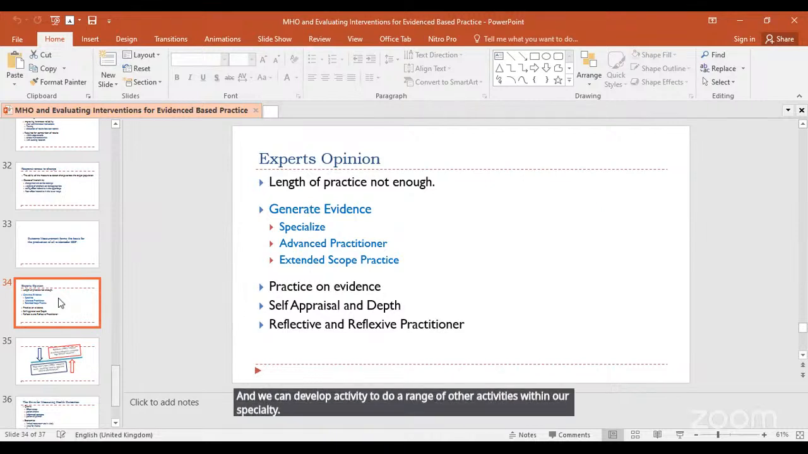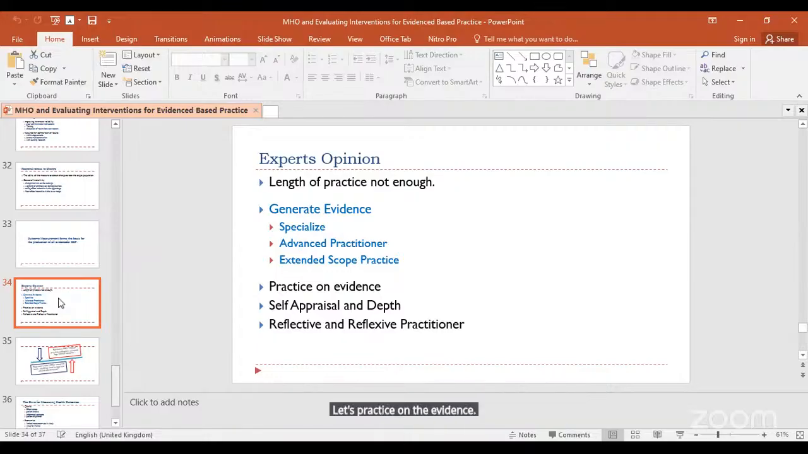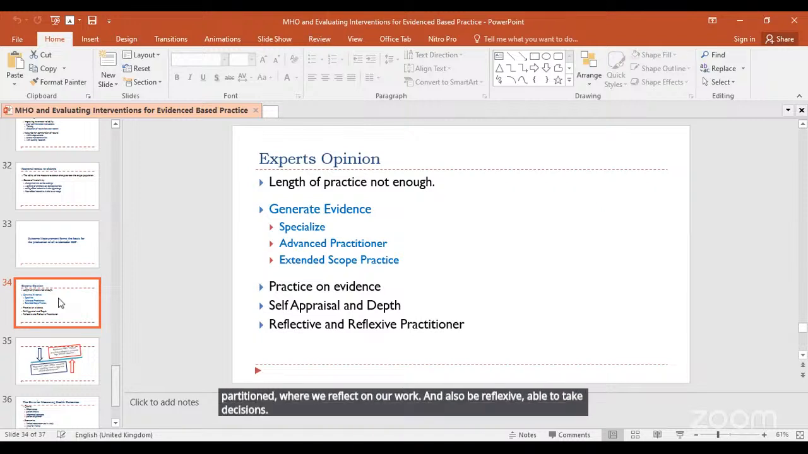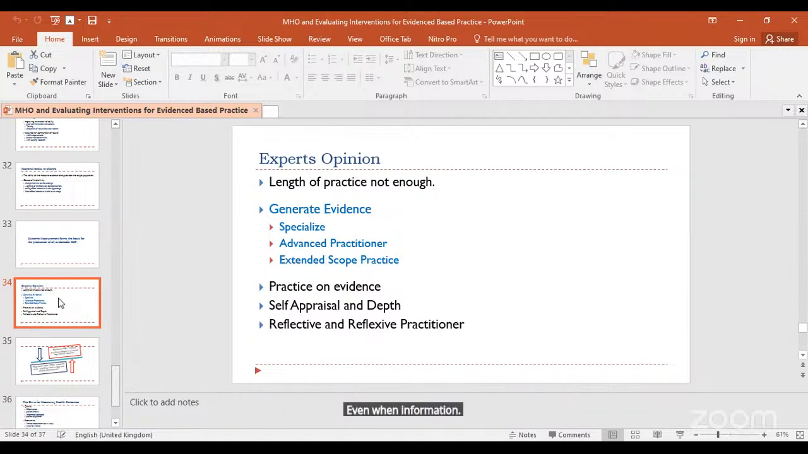Let's practice on the evidence. Self-appraisal and depth is key if we're going to practice on the evidence. In what aspect can I improve? What other things can I do? We must be reflective practitioners where we reflect on our work, and also be reflexive, able to take decisions even when information is not enough.